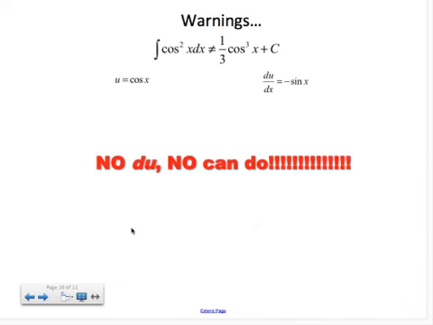Now, a couple warnings. It's going to be very tempting to do some things that look like they work. For example, you may be presented with the integral of cosine squared x dx, and you say, hey, this is like a power function. And if it's something squared, then the antiderivative should be 1/3 times that thing cubed plus c. If we do a u sub, though, we'll notice that if u is cosine x, then du/dx would be negative sine x, which does not appear anywhere in the problem. So my teacher back in high school had an expression: no du, no can do. If your du does not show up in the original problem, you cannot do the integral that way. It's got to be done a different way.